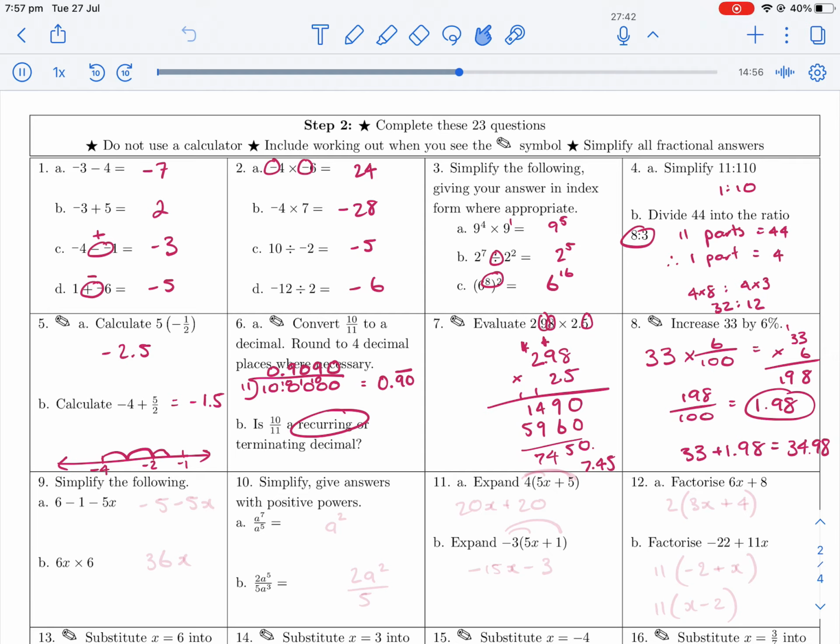Right, simplifying. 6 minus 1 minus 5 minus 5x. 36x. Division, so subtract the powers. A squared.